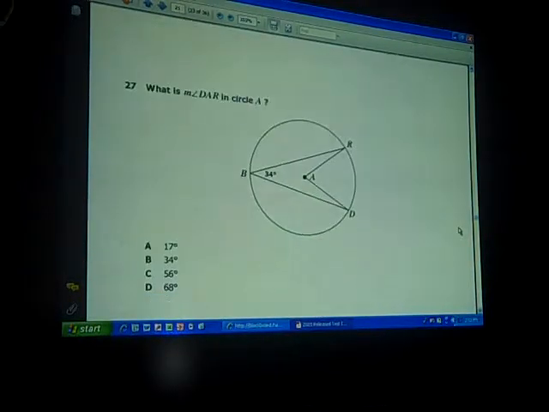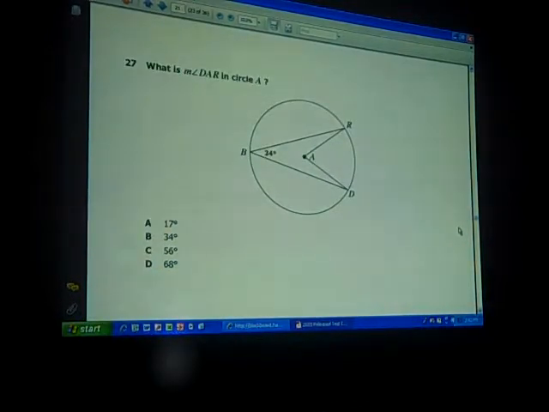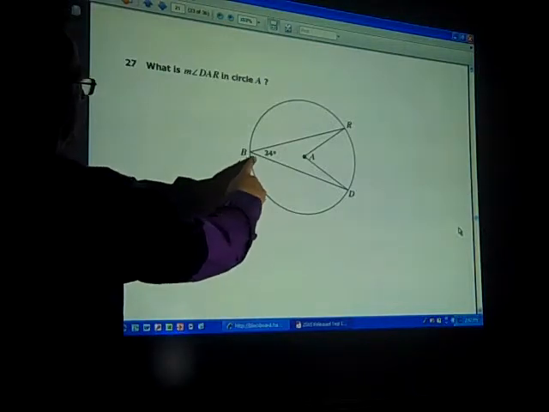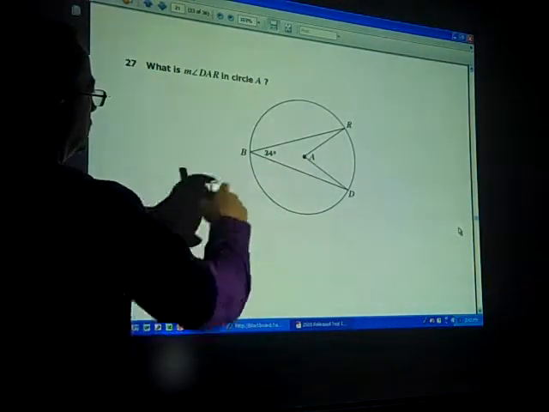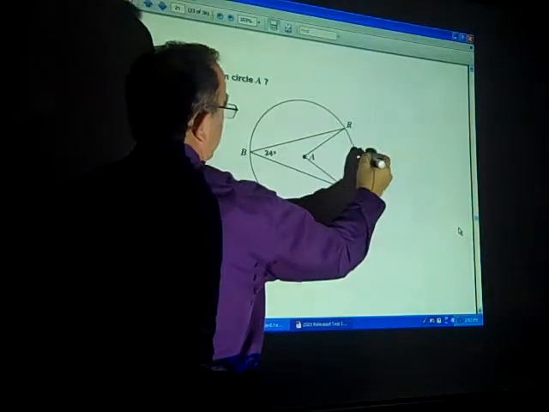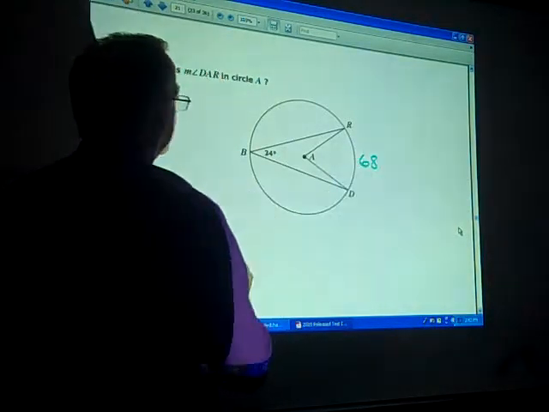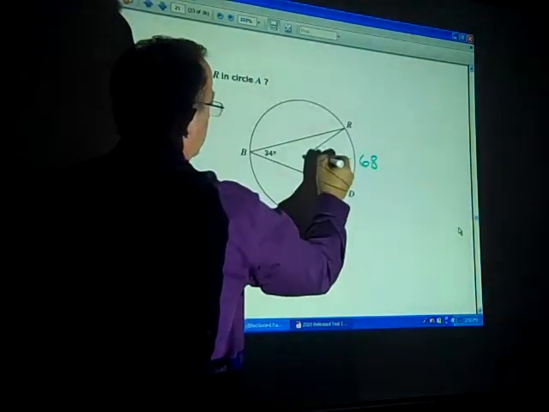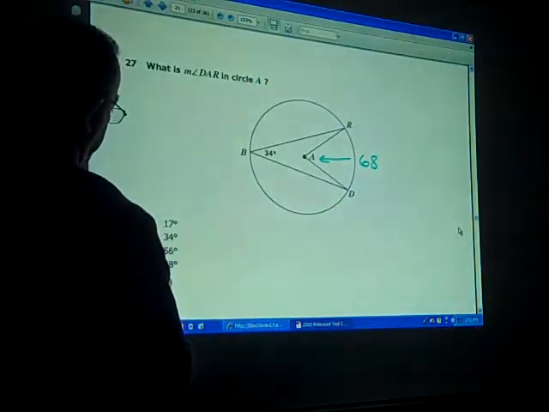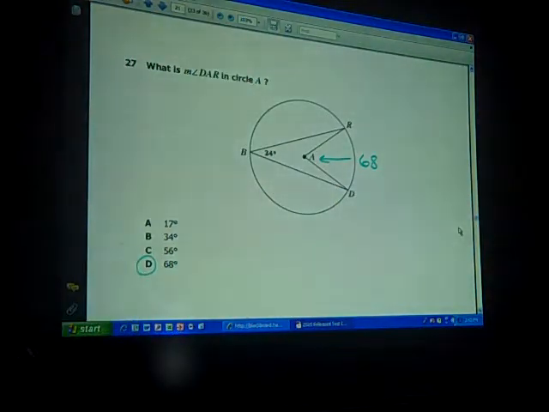27, what is the measure of angle DAR in circle A? Okay, well this is your inscribed angle over here. We're looking for this one. We know that this is 34, this arc is going to be 68, and a central angle is equal to the arc, so your answer is D, 68.